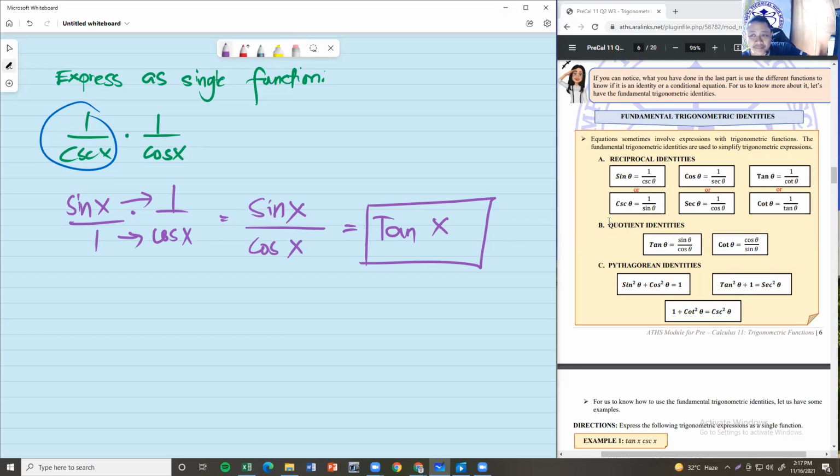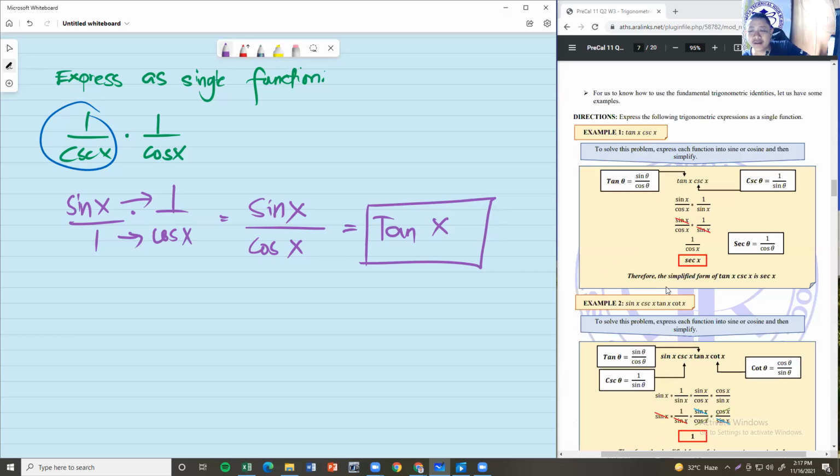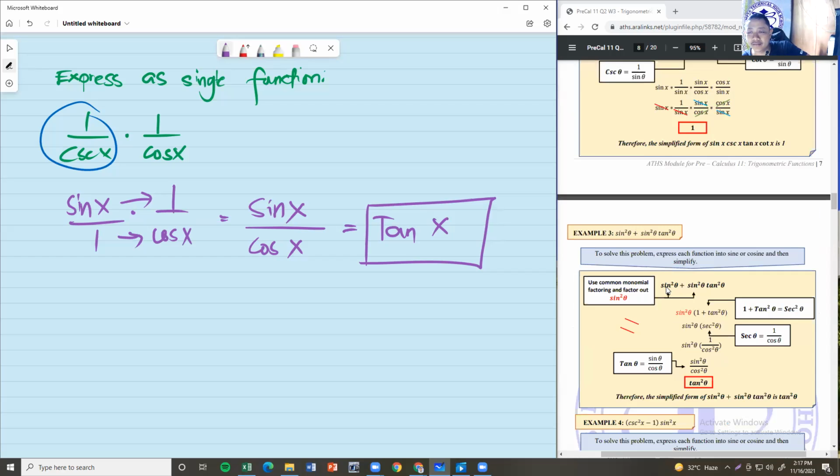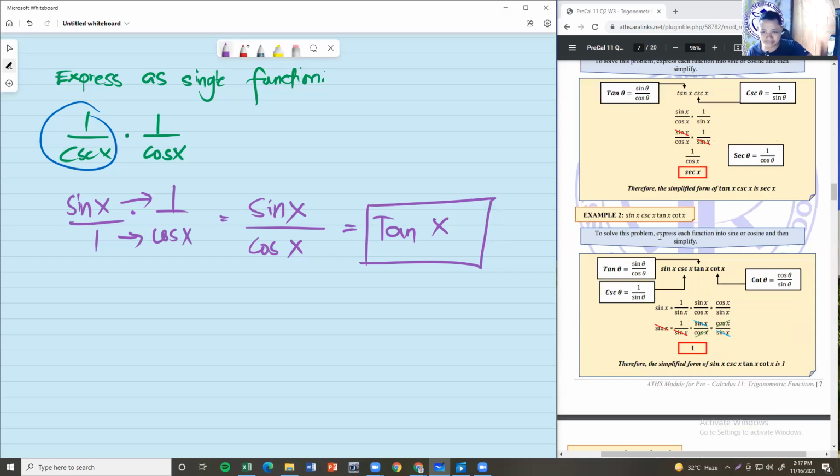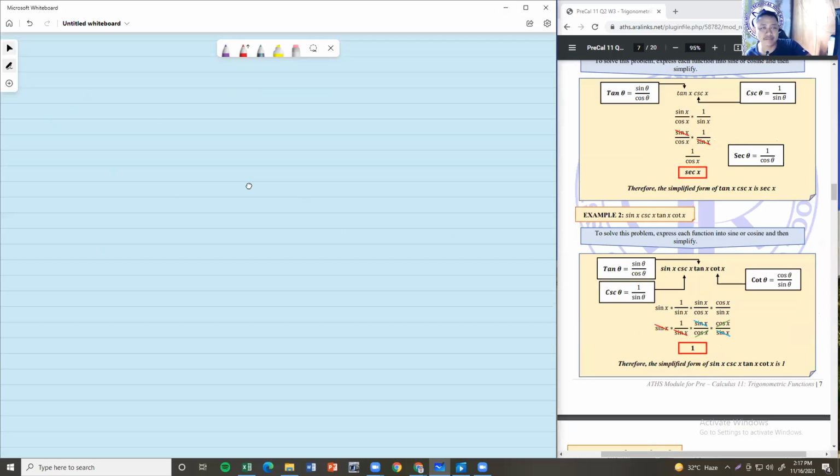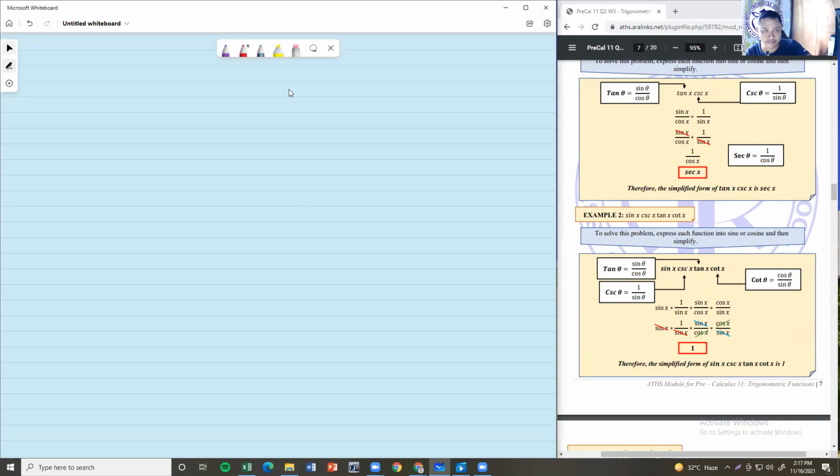Okay, good. Game. Habang tumatagal, nasasanay lang kayo niyan kasi mas dumarami yung examples na nakikita nyo. Let's have another one. Ready? This one. Game. Again, express as a single function. Huwag kayong matakot mag-explore, ha? Let's try this.